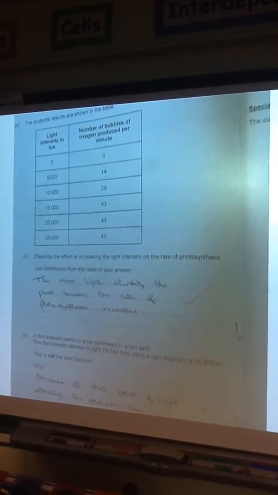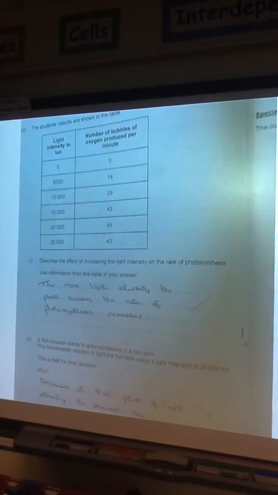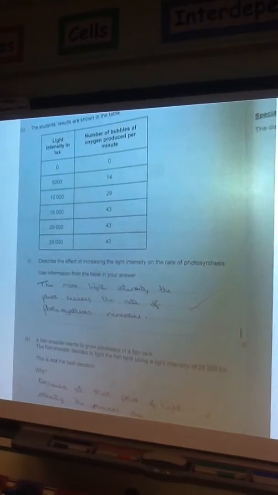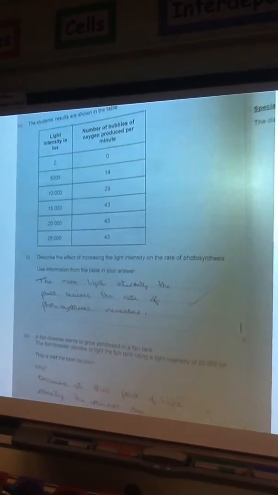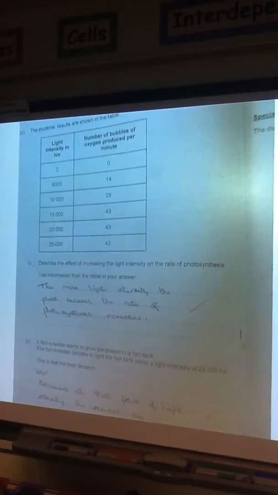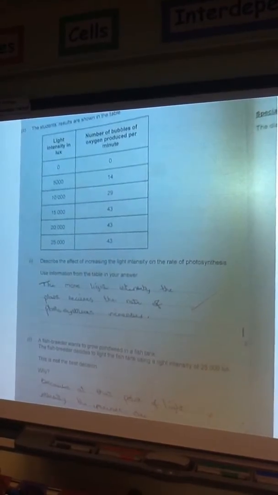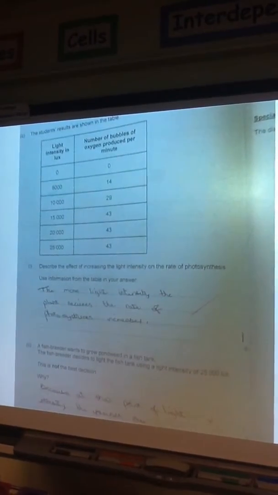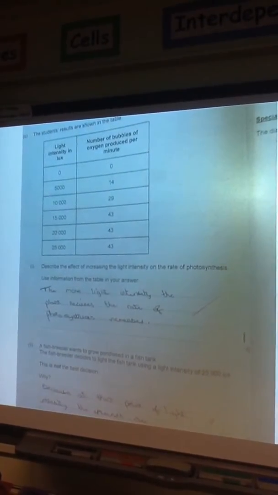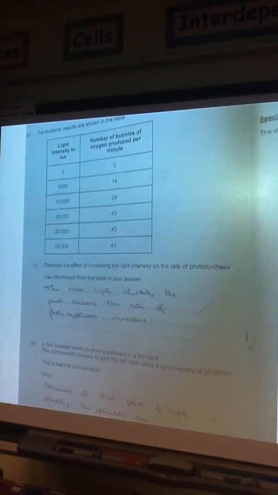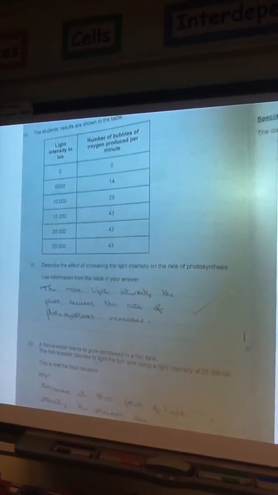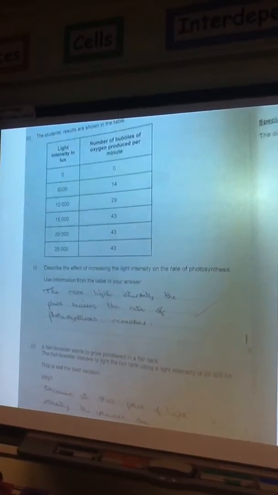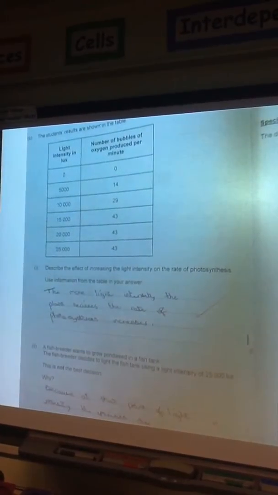You can see the question's got 2 parts to it almost. So it says describe, that's your command word, so you should have boxed that. Describe the effect of increasing the light intensity on the rate of photosynthesis. Use information from the table in your answer. So this person has described the general effect of increasing light intensity, but they've not included any information from the table. So if you have a look, you can see that the number of bubbles increases up until 10,000 lux, and then above 15,000 lux, it levels out and doesn't produce any more. Well, the number of bubbles doesn't increase.